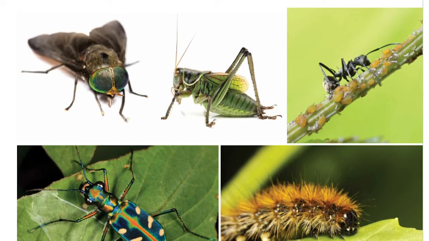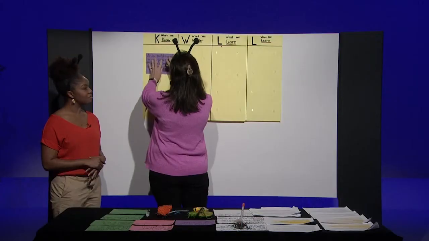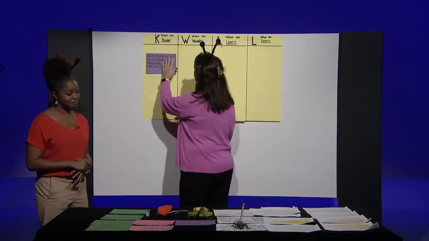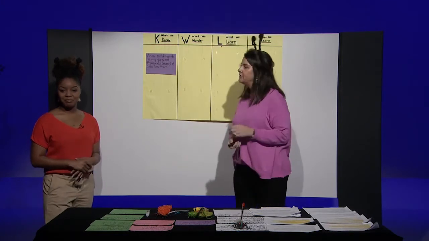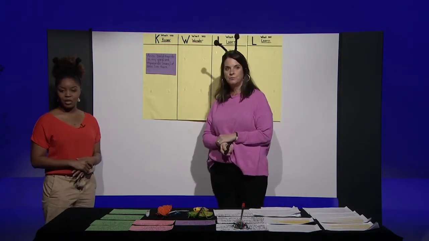Can you give me one fact about one of those insects? Ants build big mounds in my yard, and it seems like thousands of ants live there. You are right. Ants do build big mounds in our yards, and if you disturb them, it seems like thousands of them will scurry out. We're going to add that to what we know about ants. Is there anything else that you know about insects?